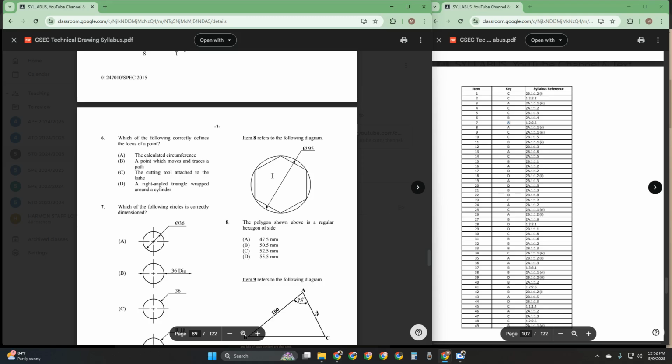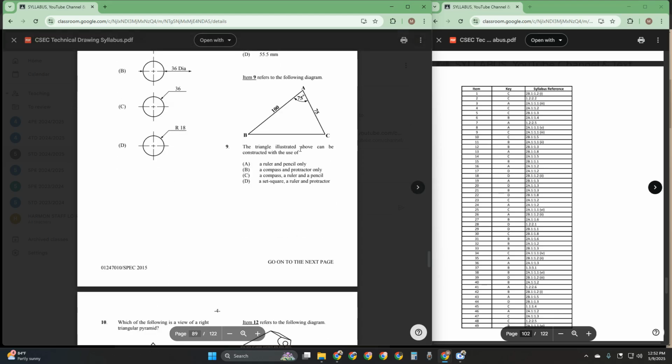Number 8, the polygon shown above is a regular hexagon of side what? They say it's 8A, right? This will require a little bit of math, but once you have the diameter of the circle, then we know the distance across here and we can calculate it. So it's 8A.